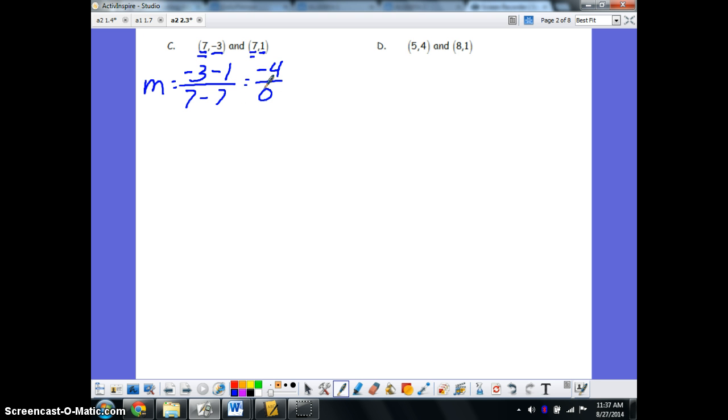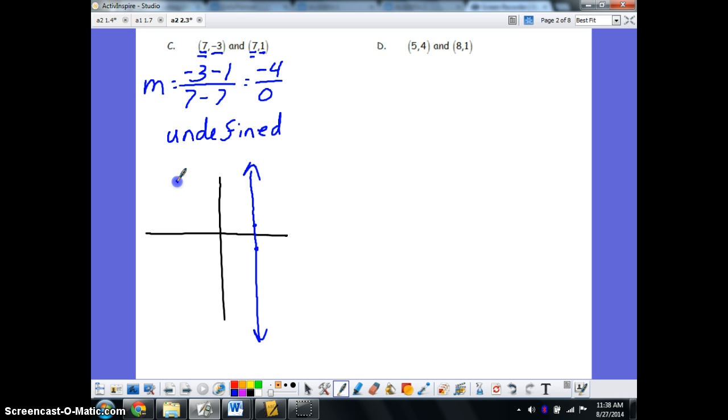Now, you can never divide by 0, which we will talk about in class why you cannot. Whenever you try to divide by 0, that quotient does not exist. So therefore, we say that our slope is undefined. Okay? Because you can't divide by 0. Now, if we take a quick look and see what kind of line gives us an undefined slope, if we were to plot these 2 points, 7, -3, let's put that about there, and 7, 1, right about there, we would see that we have a vertical line. So any vertical line has an undefined slope because there is no change in the x-coordinates.